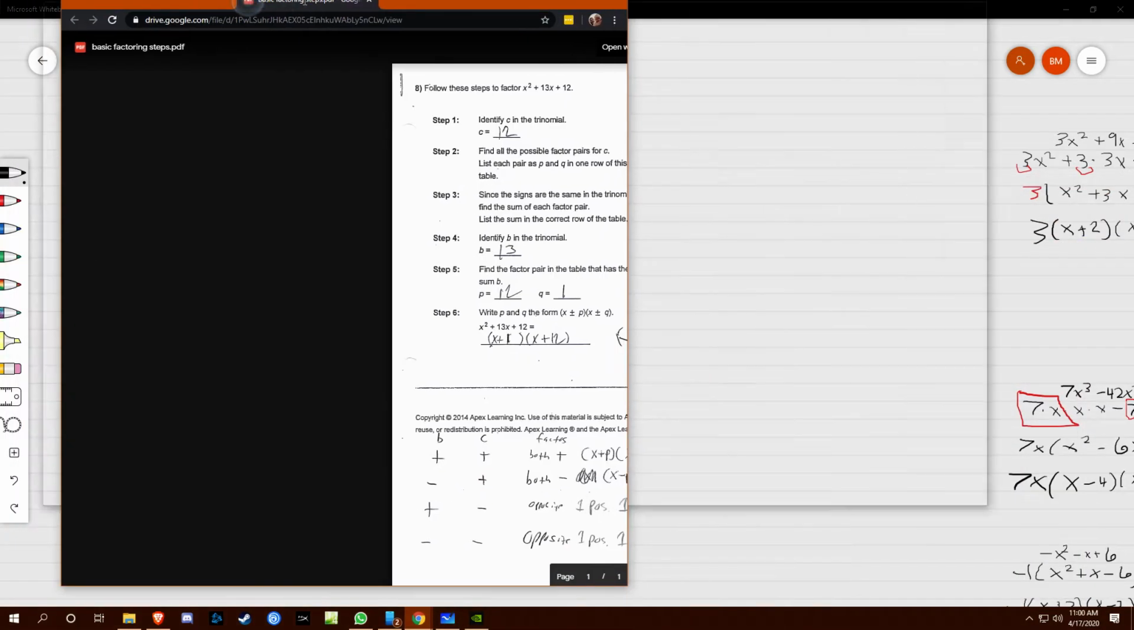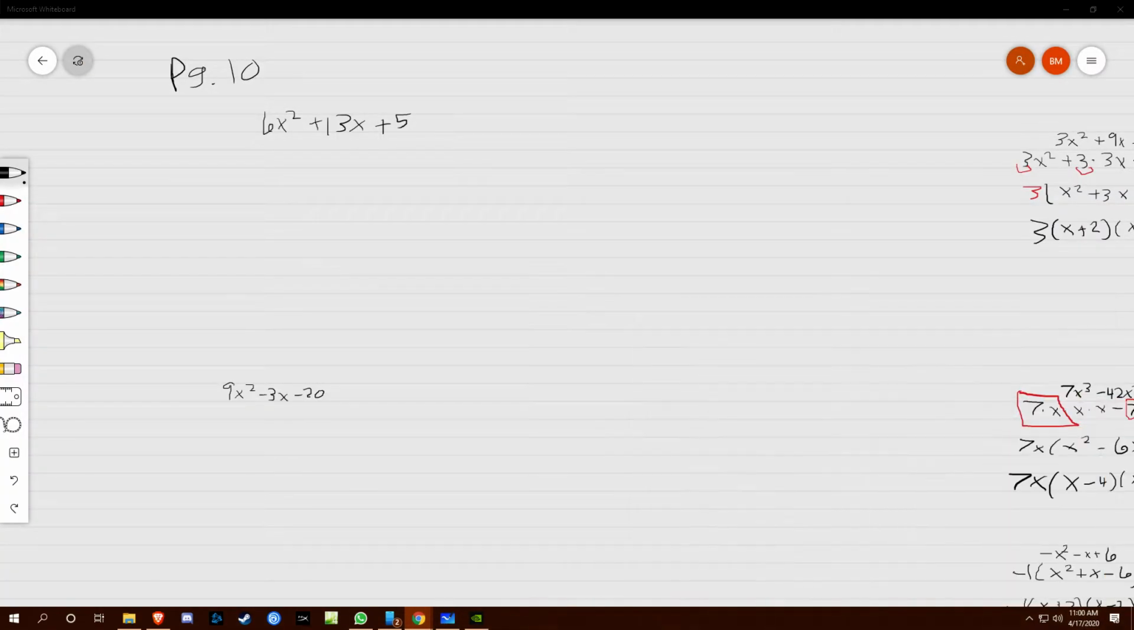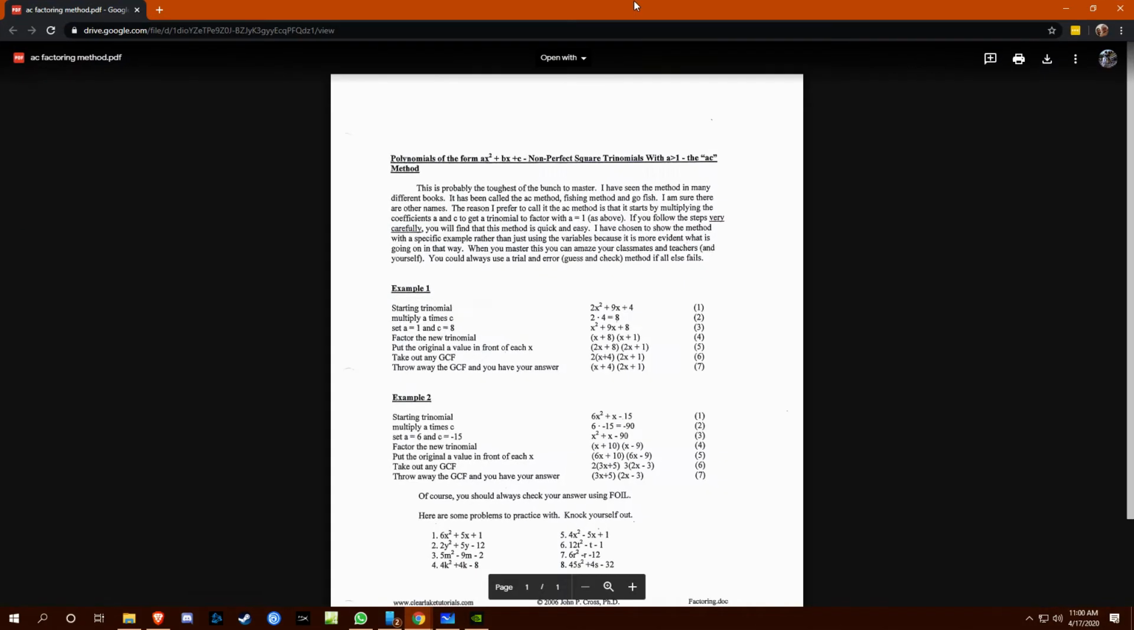I will be using my normal factoring steps at some point. It's this page. If you don't have it, let me know. And then for this stuff, we're going to be using our AC factoring stuff, which is this page. And we are specifically going to use the first example. The second example is an error in there, I believe. So we're just going to focus on the first example here.